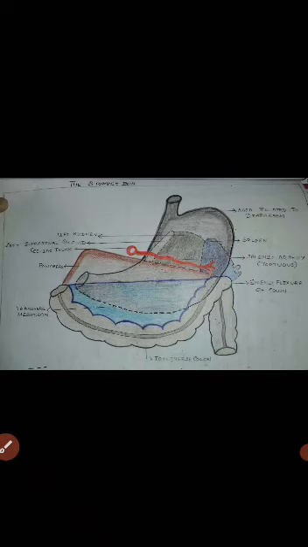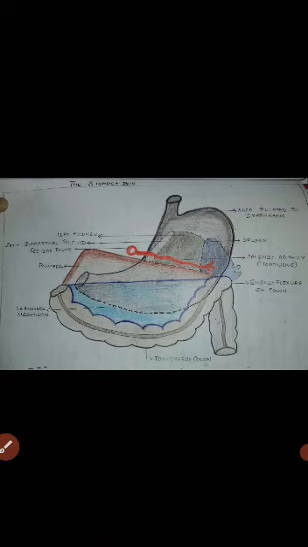And then peptic ulcer and gastric ulcer. Gastric ulcer is common along the lesser curvature. Peptic ulcer is common along the greater curvature. And gastric carcinoma occurs along greater curvature. Gastric ulcer is along the lesser curvature. Gastric carcinoma is along the greater curvature.